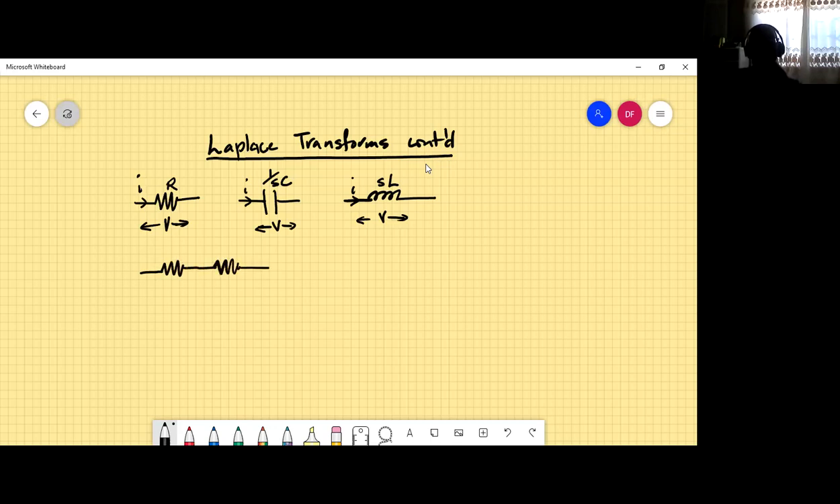For those persons who iterate, not taking it for granted, so I am going to do the current divider rule. Using the divider rule, we want to define the voltage across the resistor R2.